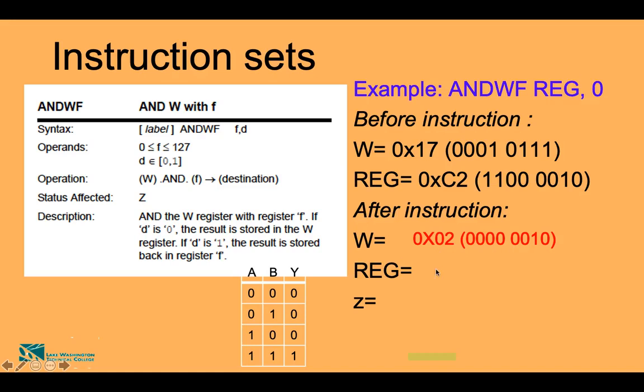Now what is going to be stored in the REG file register? Whatever previous value it had is going to remain in this register. In this case the result is not 0, so your status register, the Z bit, is not going to be affected. It's going to be 0.